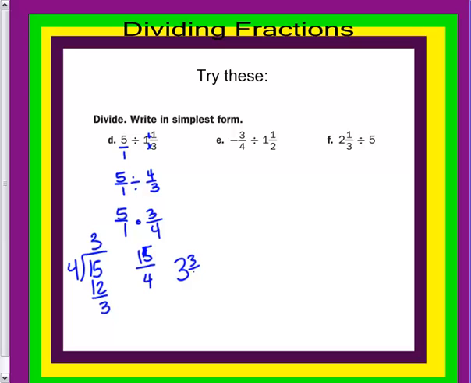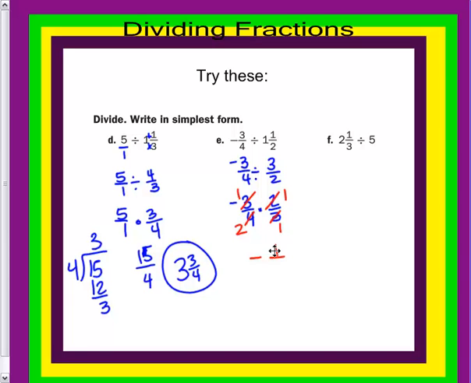So 3 3/4. Over here, negative 3/4 divided by, okay, 1 times 2 is 2, plus 1 is 3, so 3 halves. So negative 3/4 times 2 over 3. I can simplify these. 3 and 3 cancel out to 1. 2 and 4 cancel out, 2 goes into itself once, into 4 twice. A negative times a positive is a negative. 1 times 1 is 1, 2 times 1 is 2, negative 1/2.